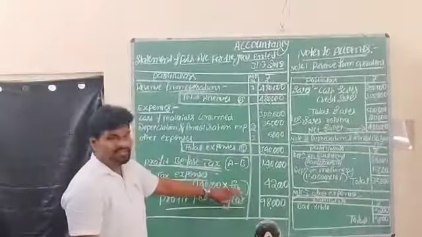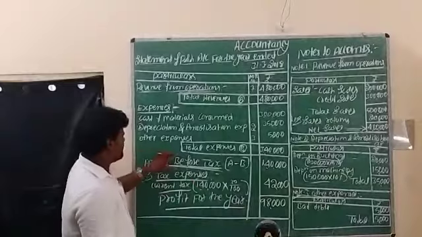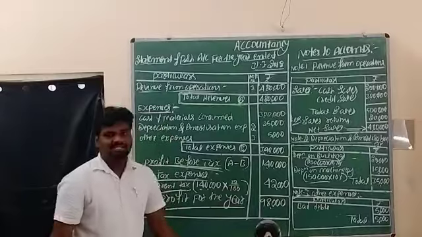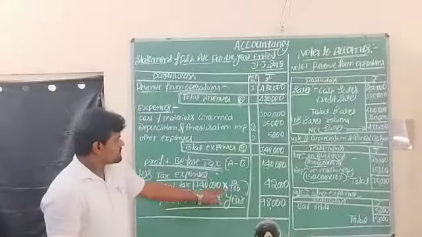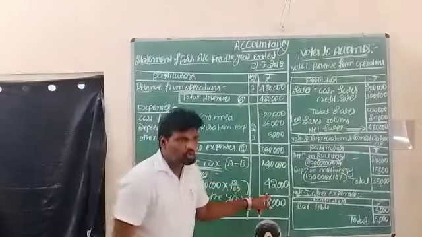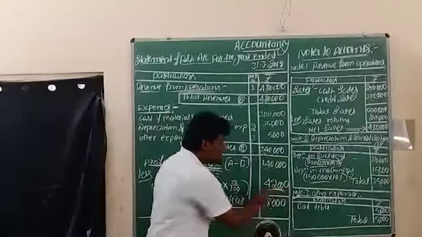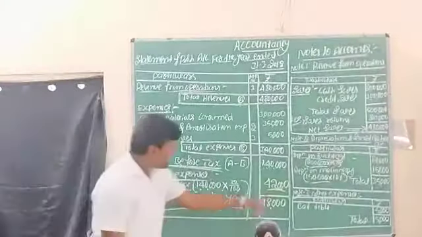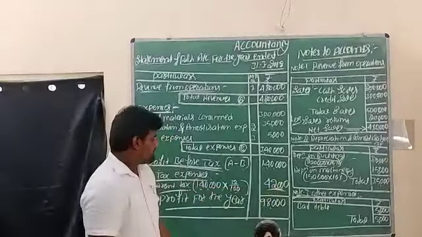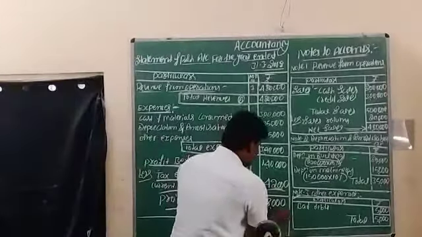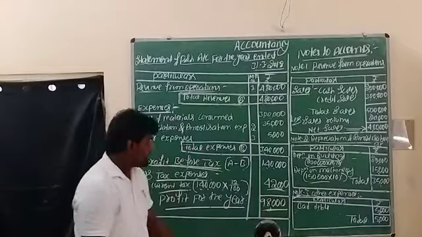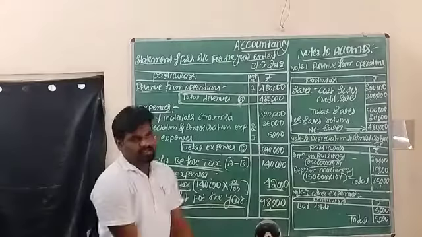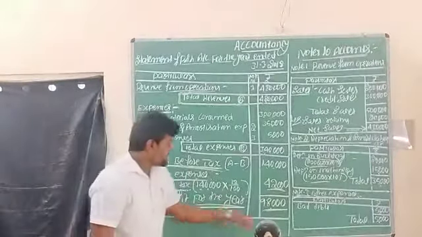The tax we usually calculate out of the profit before tax value only. 1,40,000 into 30%. This is the total current year tax. 1,40,000 into 30 divided by 100 means we will get 42,000 rupees. This is the total current year tax in the business organization. 1,40,000 minus 42,000, the difference, I mean the remaining balance, is 98,000. These 98,000 we can treat as total profit for the year. Total profit for the year 98,000.